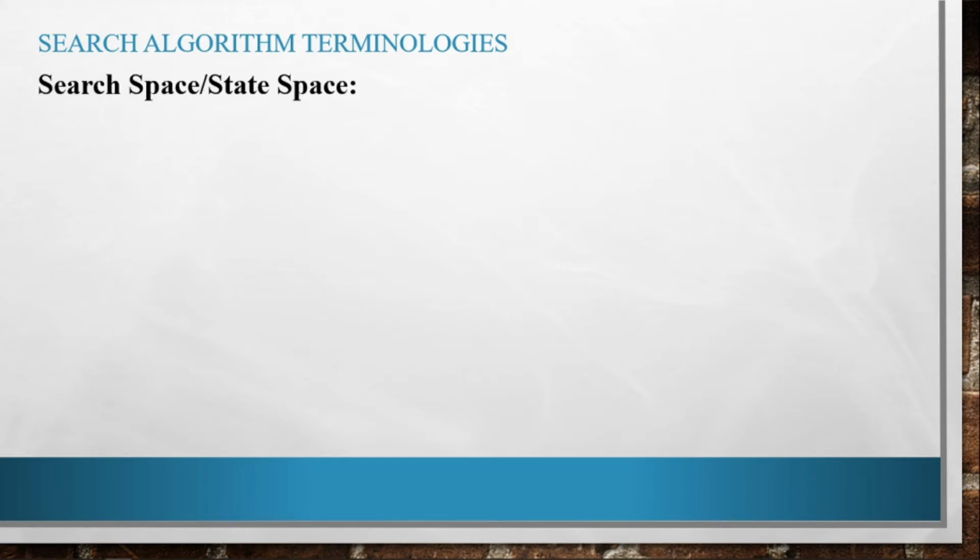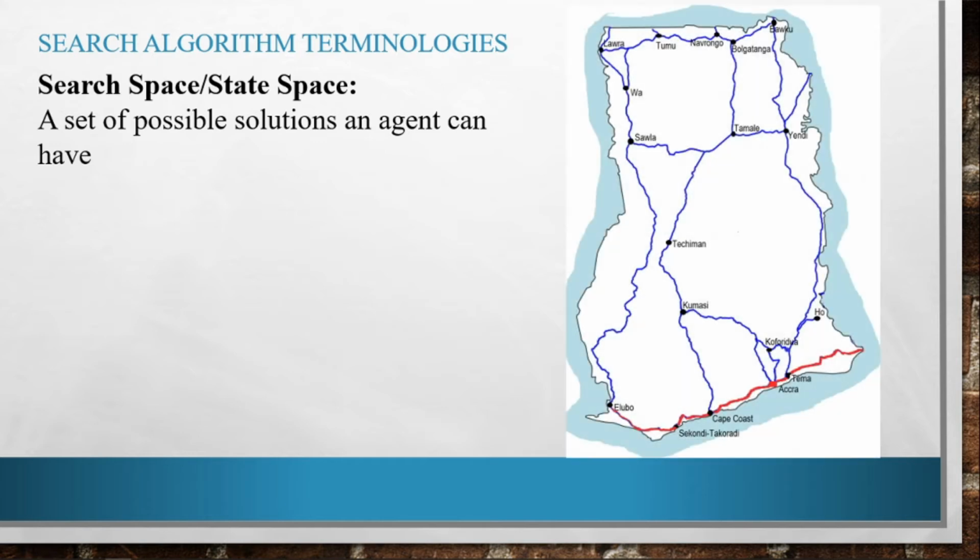The first one is a search space, which is also known as a state space. So what is a search space? This is the set of possible solutions an agent has. Taking for example, we have an agent who is in Navrongo, and he's meant to come to Tamale. So the search space can be: the agent can move from Navrongo to Tumu, from Tumu to Lawra, from Lawra to Wa, from Wa to Sawla, and then from Sawla to Tamale. So that becomes the search space of the agent. The set of available options an agent has is what we term the search space.